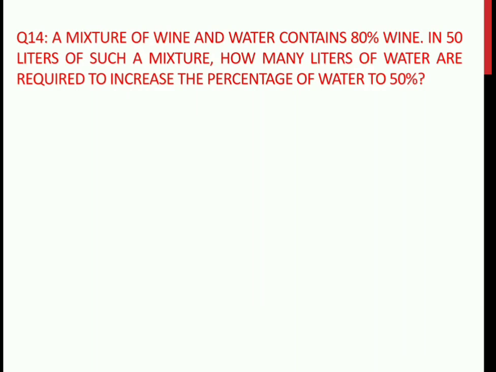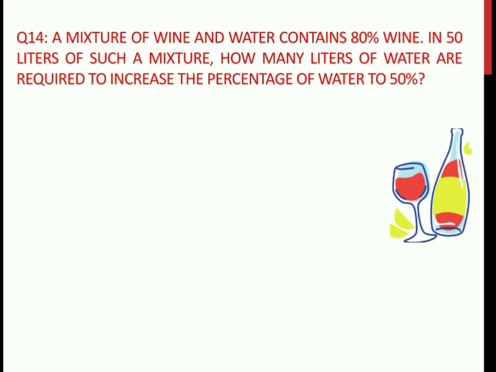Next problem, question number 14. A mixture of wine and water contains 80% wine. In a 50 liter of such mixture, how many liters of water are required so as to increase the percentage of water to 50%? So initially, 80% was wine and 20% was water. Now, 50 liter of such mixture is there. Then in this mixture, how many liters of water has to be added so as to increase the percentage of water to 50%?